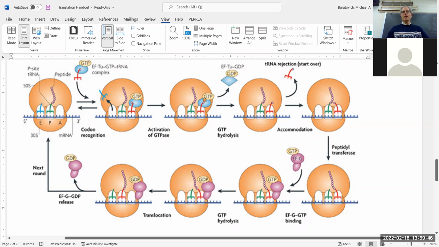So that's elongation, and that's termination. Neither termination nor elongation has quite as many steps as initiation. That essentially is how these work.